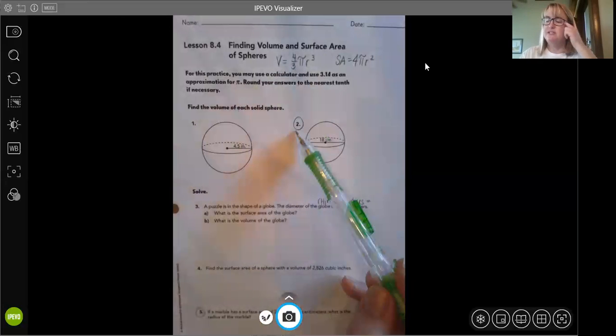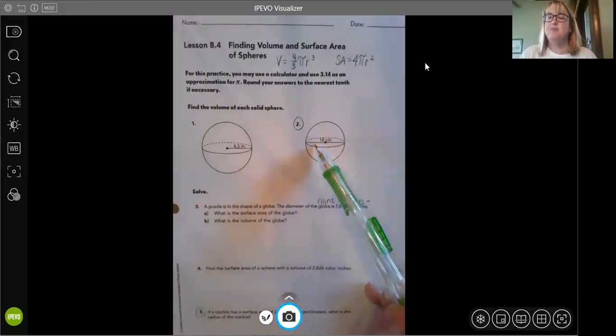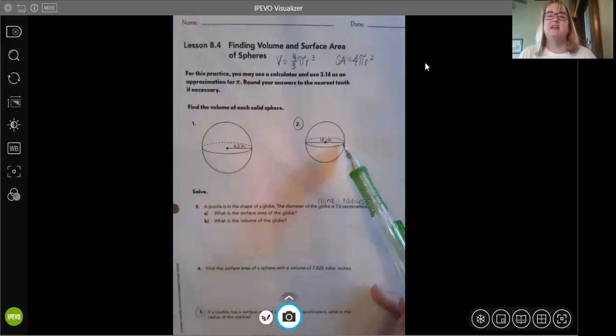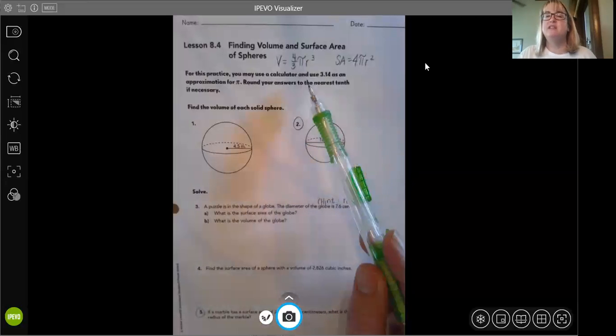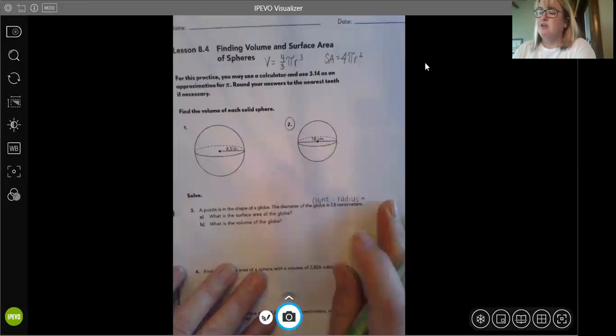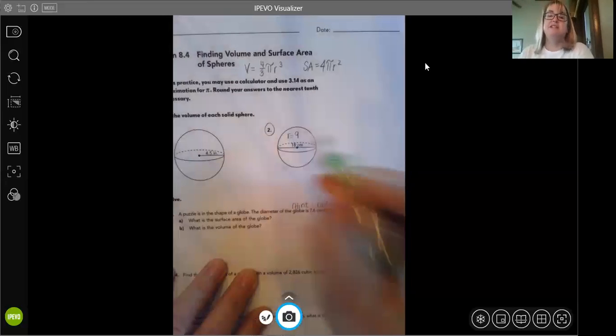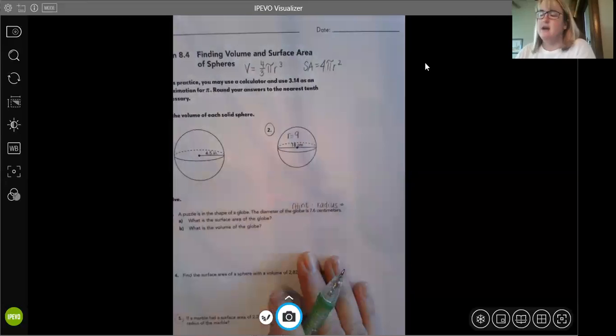So number 2 says it's a sphere with a diameter of 18. Well, if we look at the formula for the volume, we don't need the diameter, we need the radius. So we need to cut that diameter in half. So I'm just going to write r equals 9 to remind myself that the radius is 9.